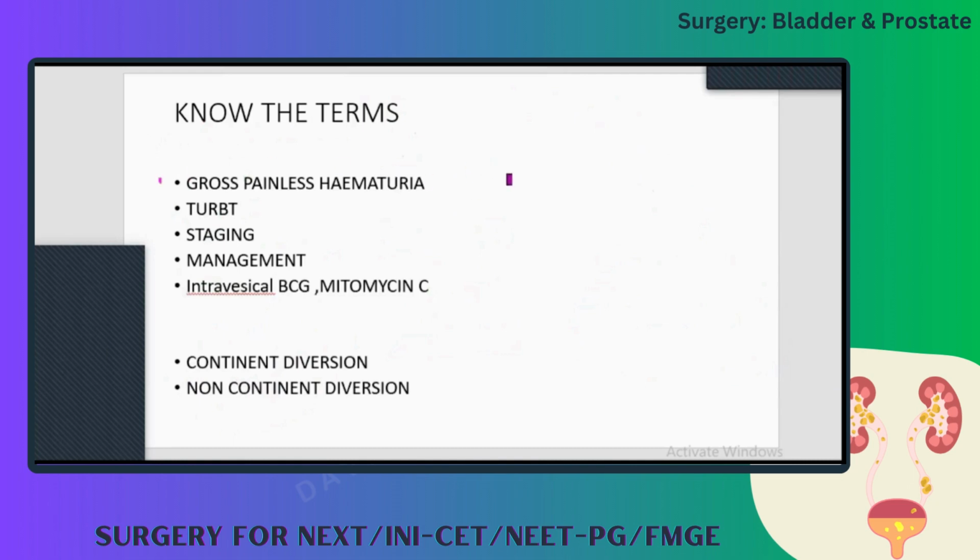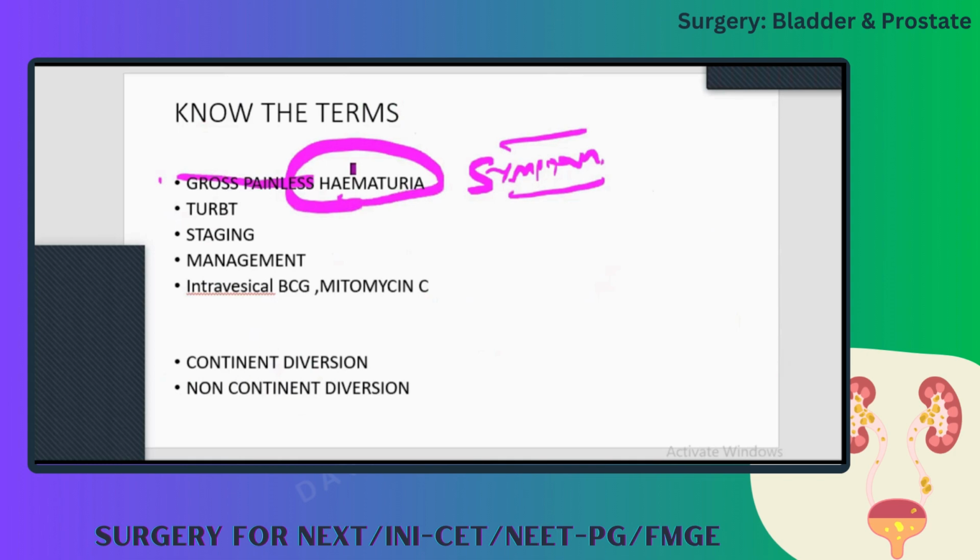What is the symptom? Gross painless hematuria is the symptom of bladder cancer. The question will be like this: a 70-year-old male smoker since 40 years presents with gross painless hematuria. What is your diagnosis? First diagnosis will be bladder carcinoma. That is the importance of a single term, it differentiates entirely. Gross painless hematuria, remember.